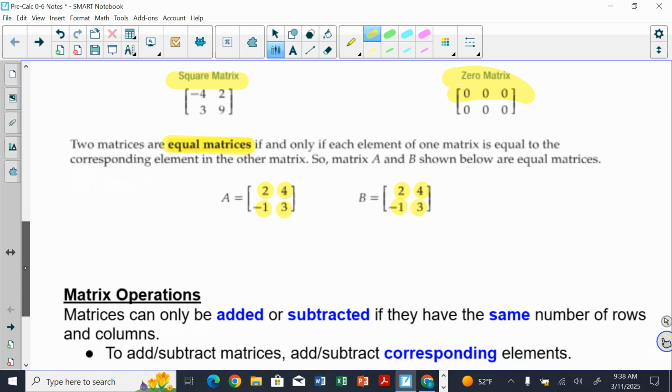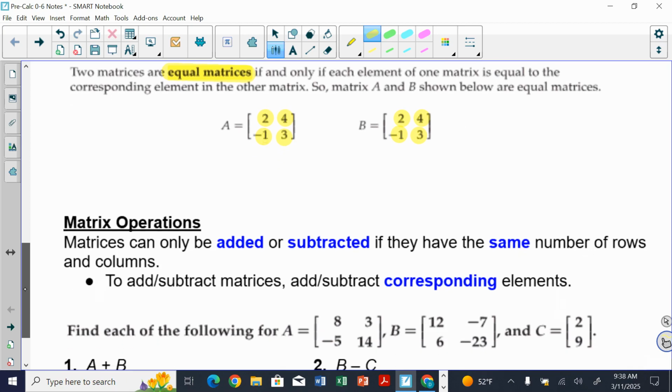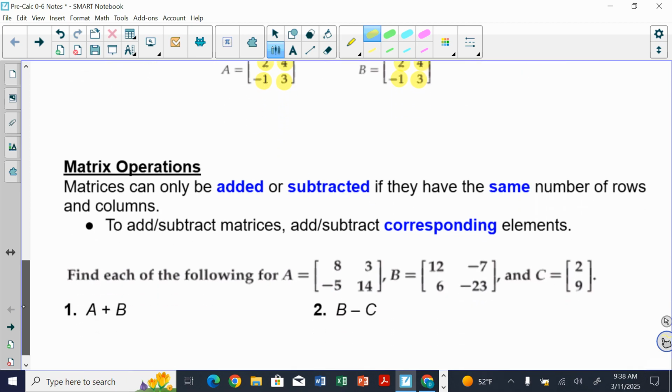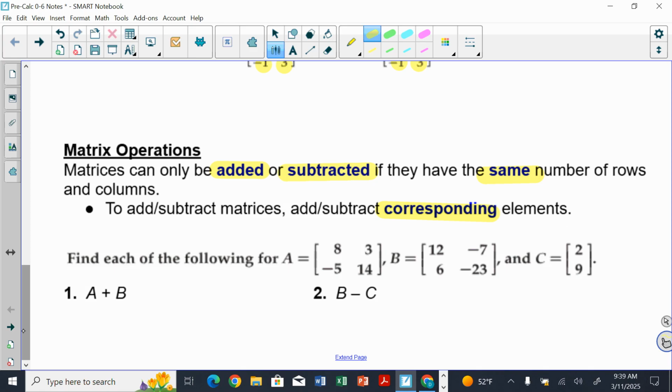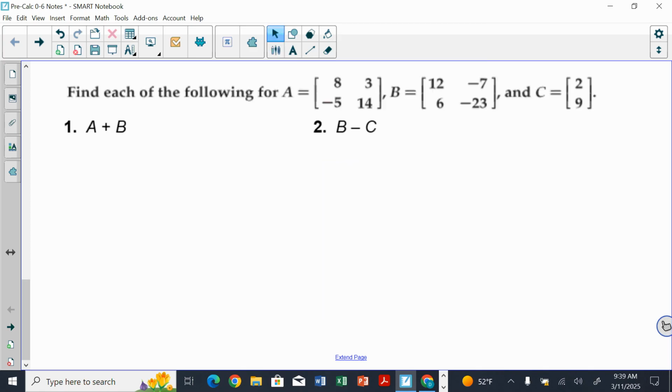Now let's talk about matrix operations. Matrices can only be added or subtracted if they have the same number of rows and columns. So you can't add something that doesn't have the same number of rows and columns. It's got to be the same matrix size. So to add and subtract them, we just simply add or subtract the corresponding elements. And that's that. So let's take a look at these examples here.